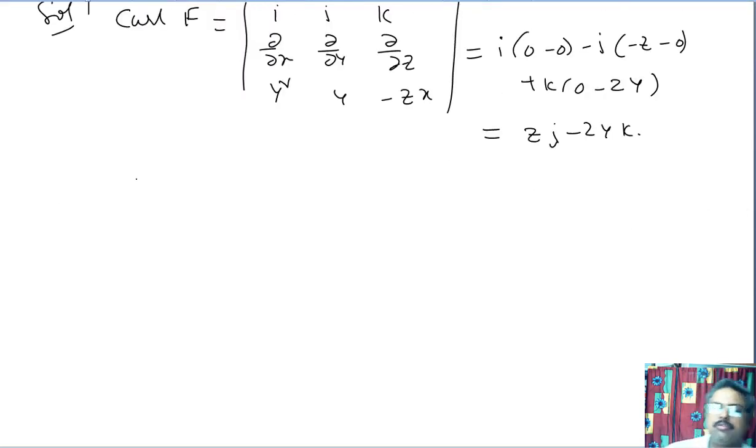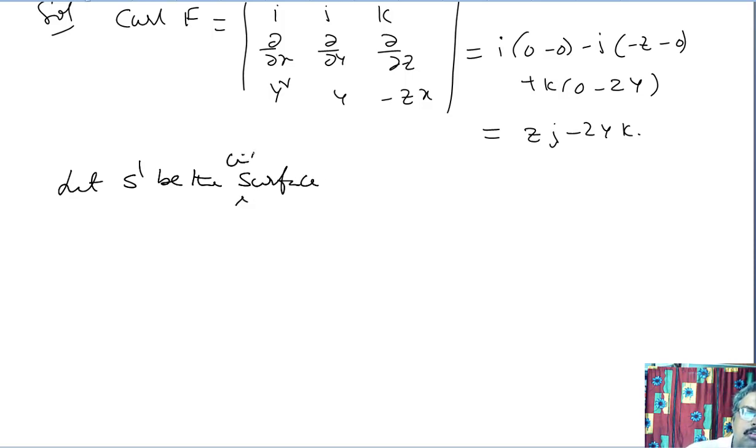In the previous problem the curl was constant, here it is a different one. Now same procedure: let S dash be the circular surface, x square plus y square equals a square, z equals 0.